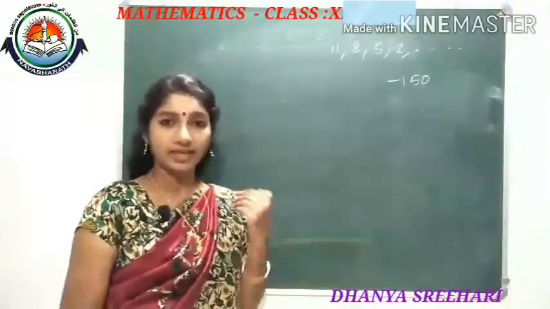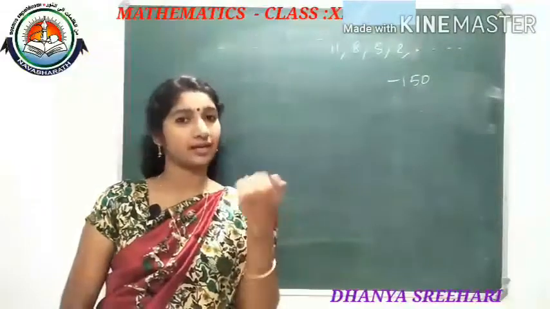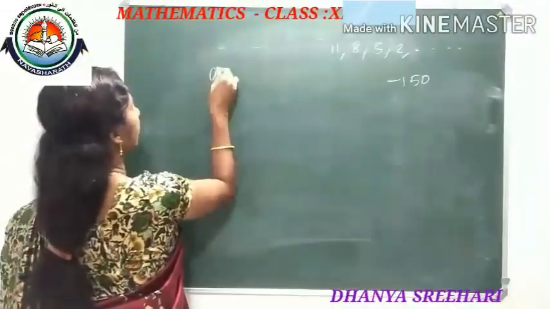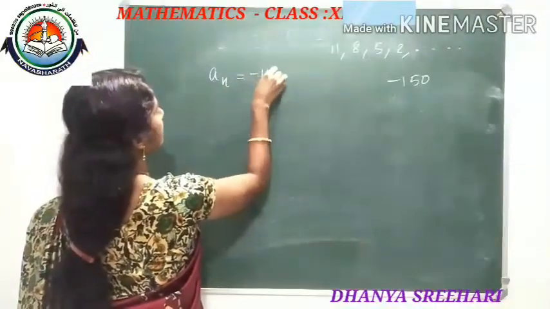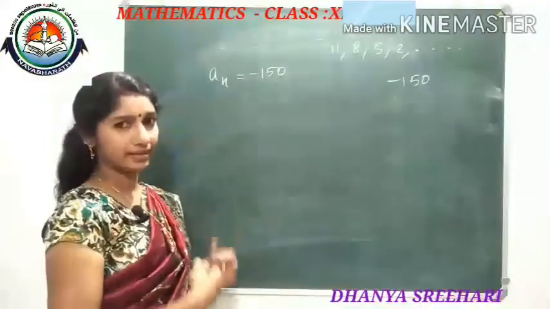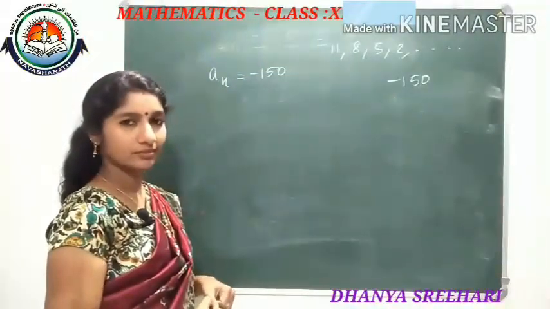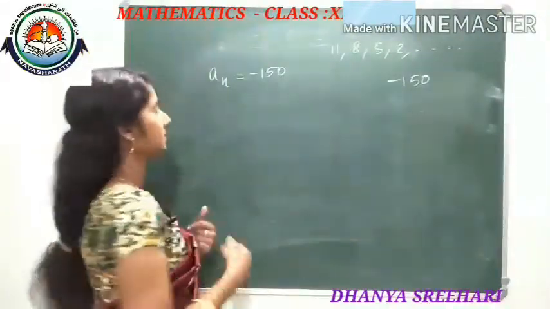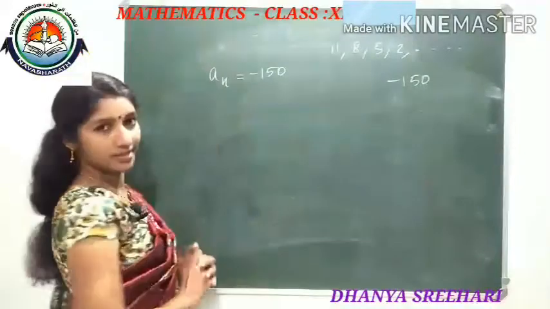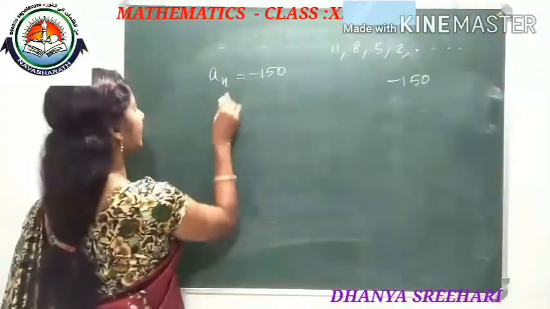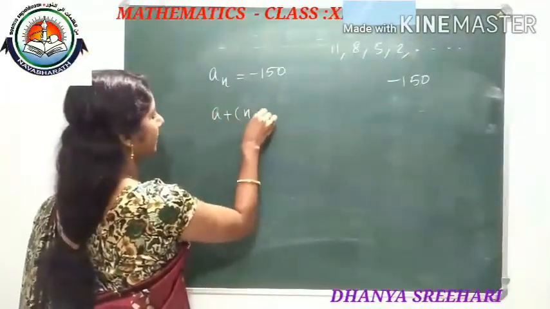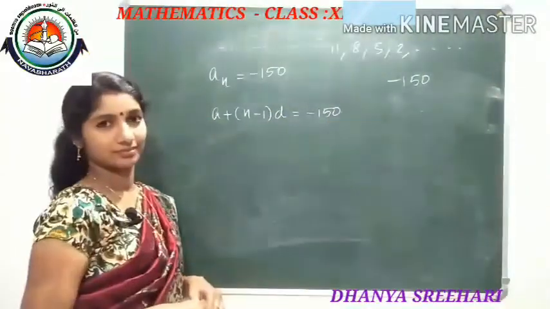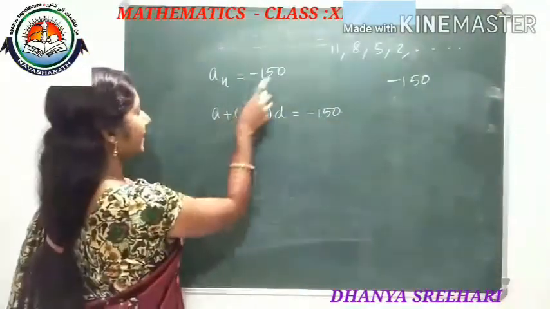We can check. We can assume, let it be a term in the AP. Let it be any term. We are going to check whether it is a term. So we can write An is equal to minus 150. An means A plus (n minus 1) into D is equal to minus 150.